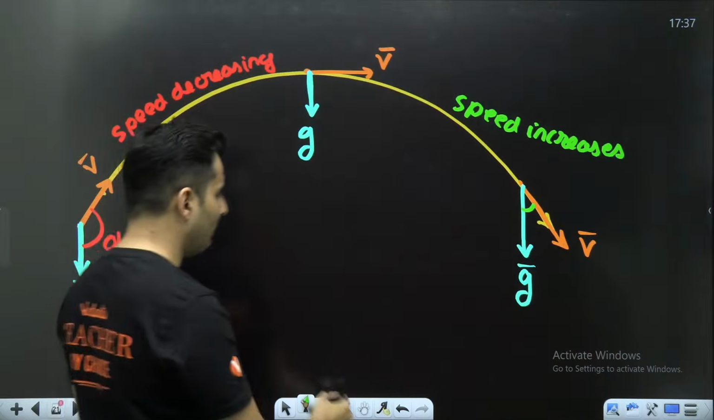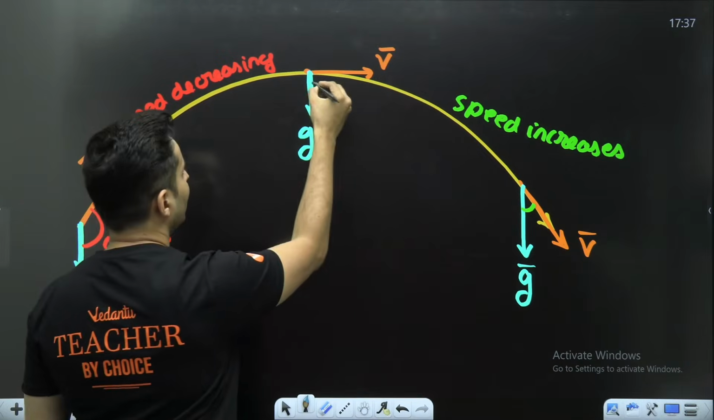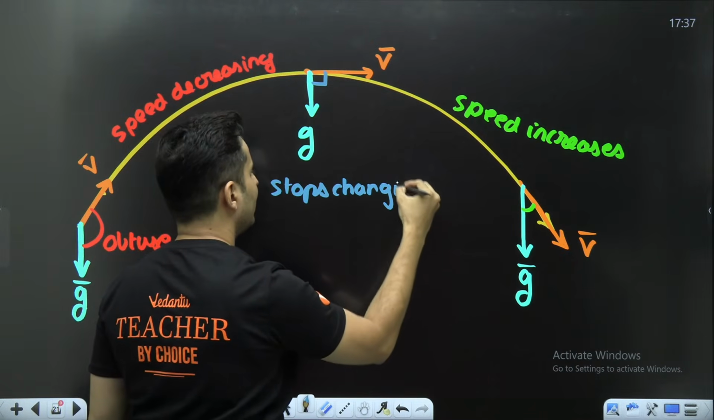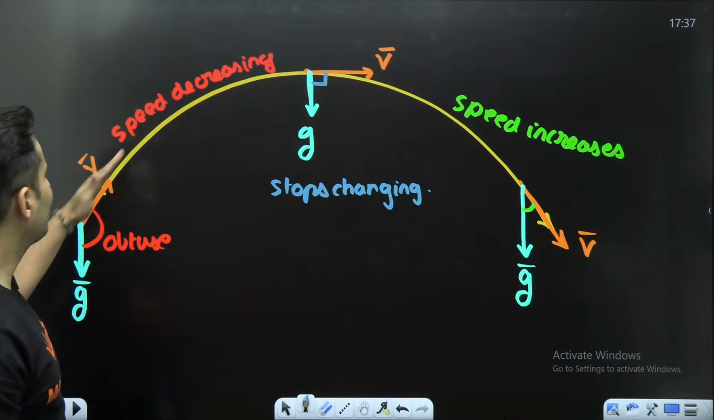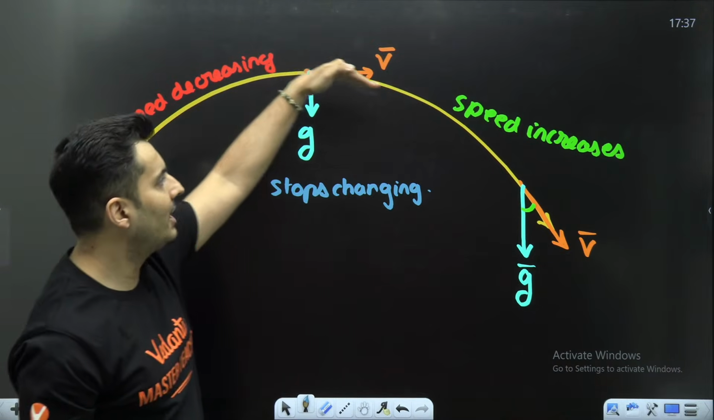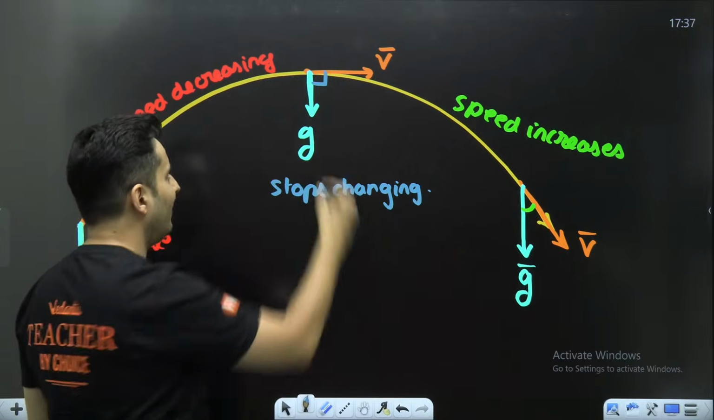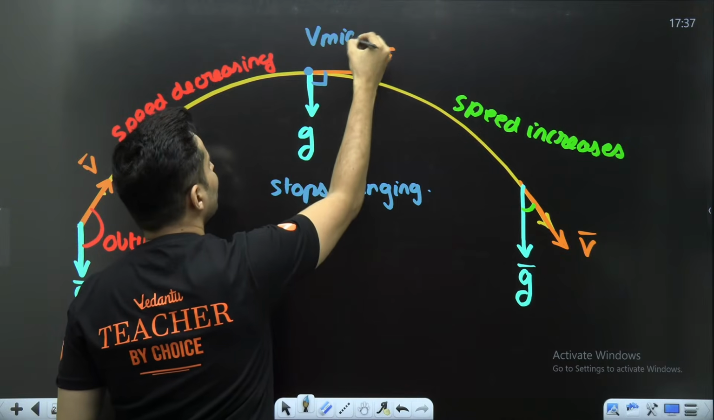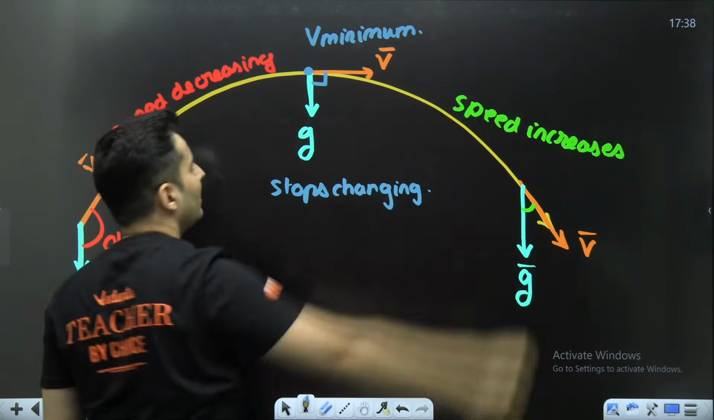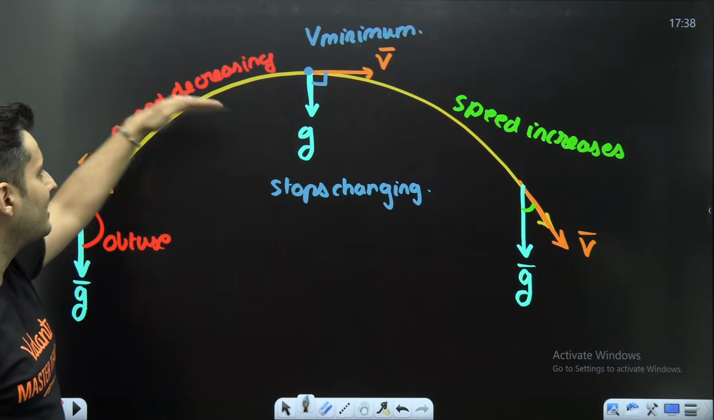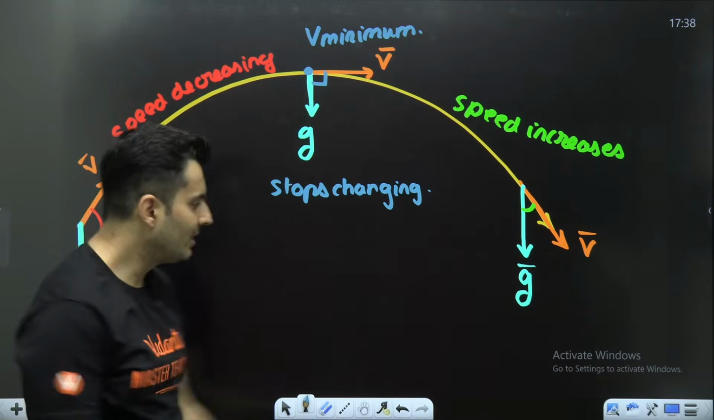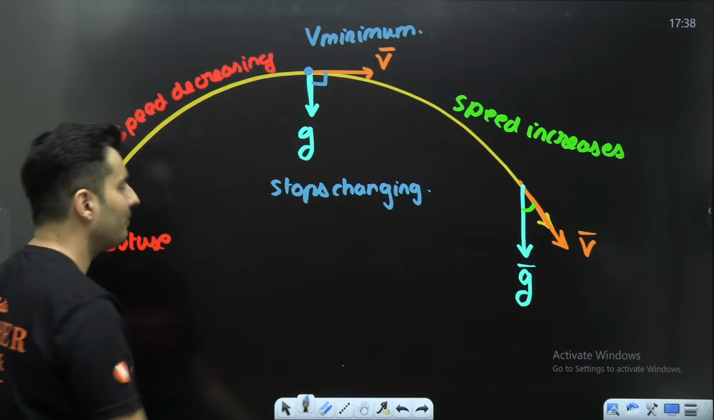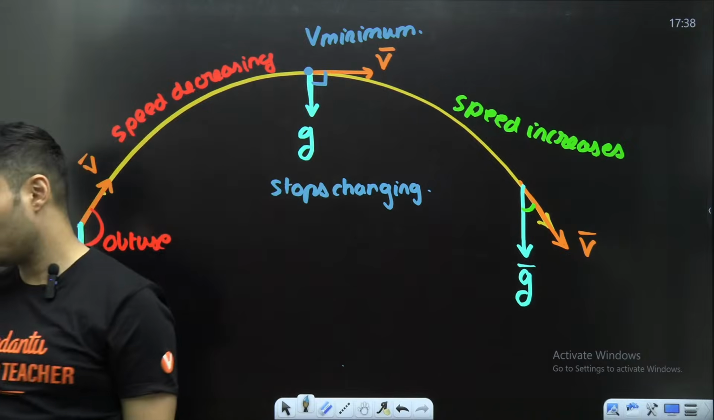And exactly at the topmost point, it stops changing. Till this point, it decreased, and then it started increasing. So in fact, can I say at this particular point, the speed was minimum? Agree or disagree? Because it decreased, and then started increasing. So there comes a point of minimum. So the speed is minimum at the topmost point.